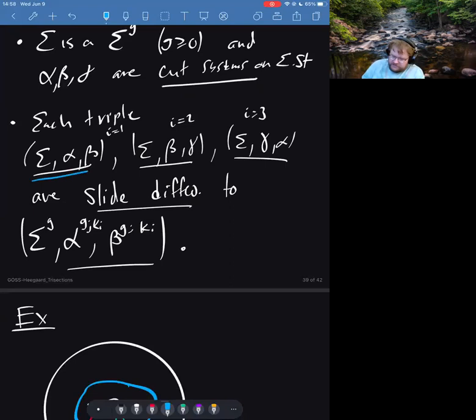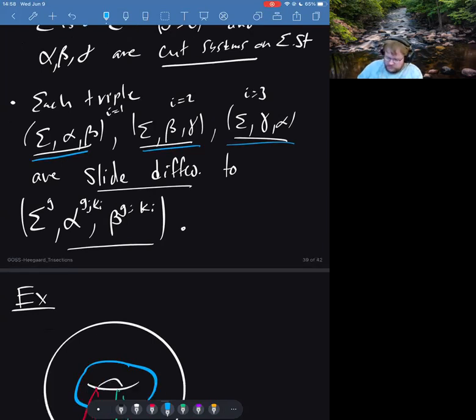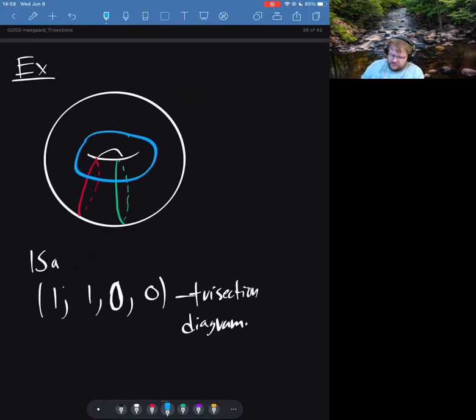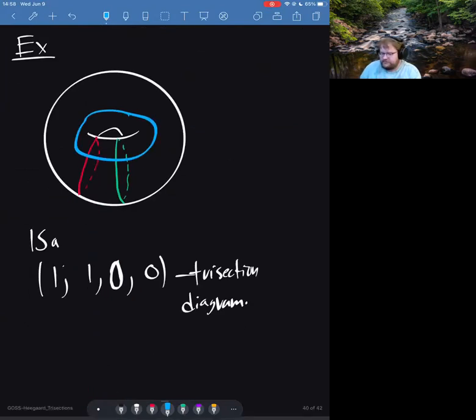So pairwise, these things bound three-manifolds, right? So on each boundary three-manifold, we want to have a Heegaard splitting. And so here is an example of a Heegaard diagram. This is a (1; 1, 0, 0) trisection diagram.